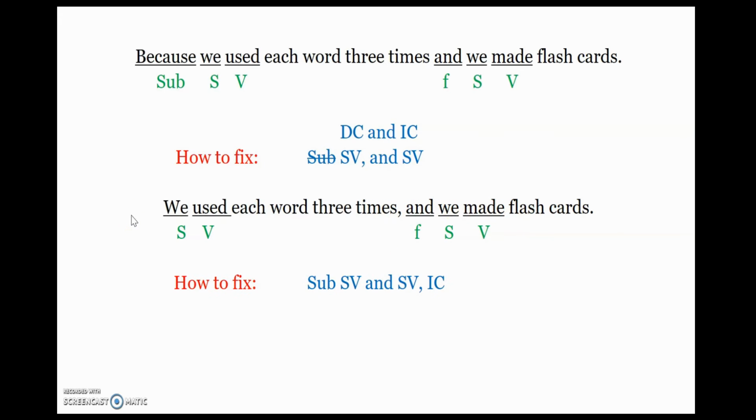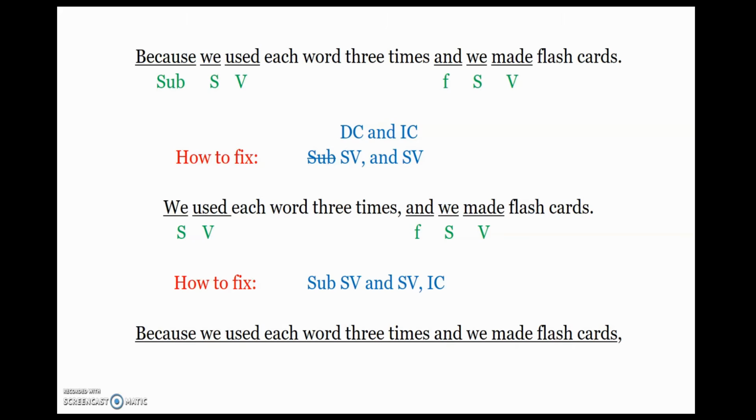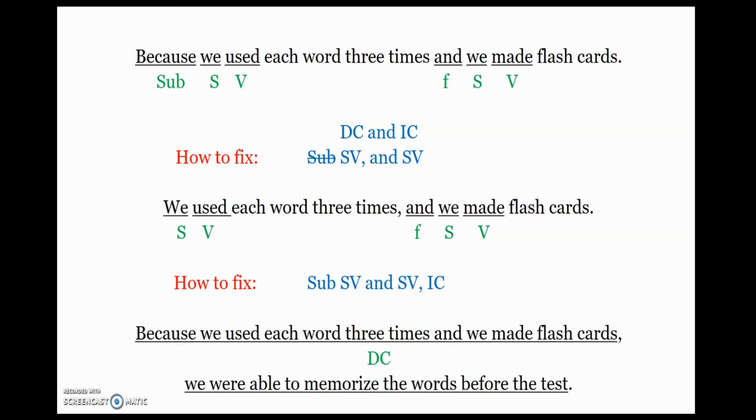Now there's another way to fix that. So we're going to keep this one long dependent clause because we have 2 reasons. Because we used each word 3 times and because we made flashcards. And now we're going to add an independent clause and say, because we used each word 3 times and we made flashcards, we were able to memorize the words before the test. And here you have an independent clause with the subject we and the verb were able to.